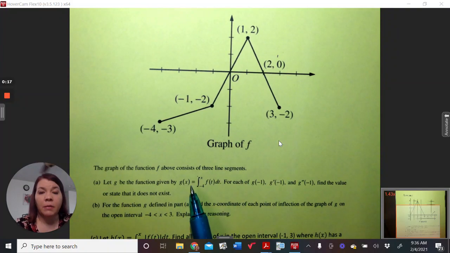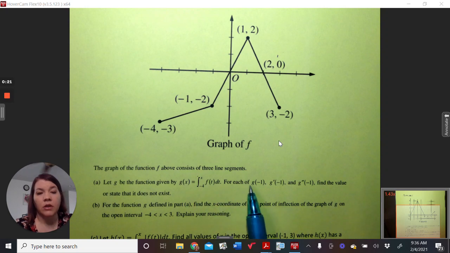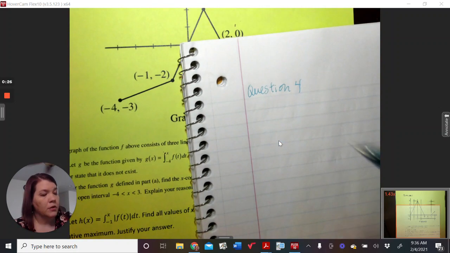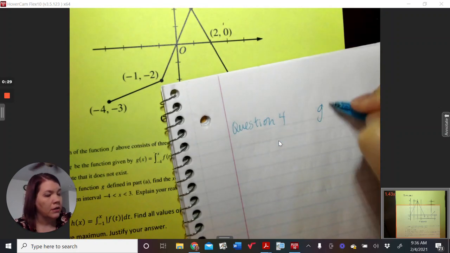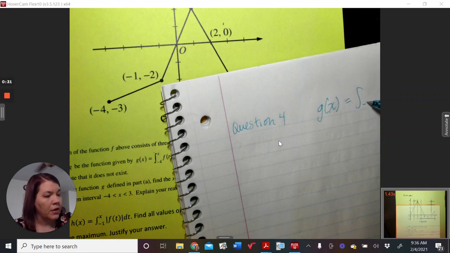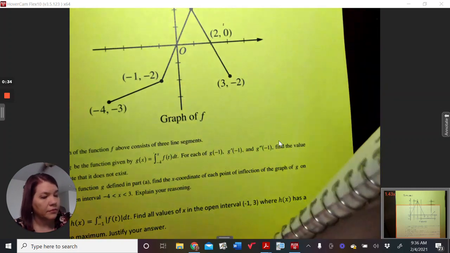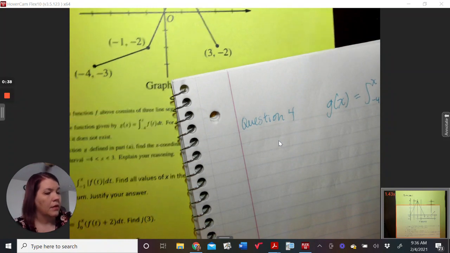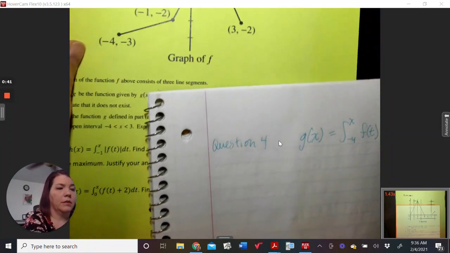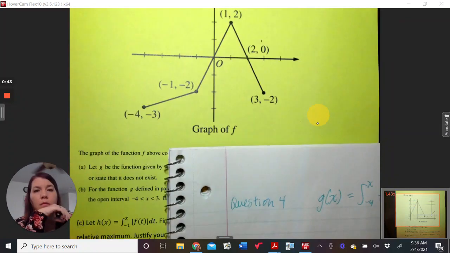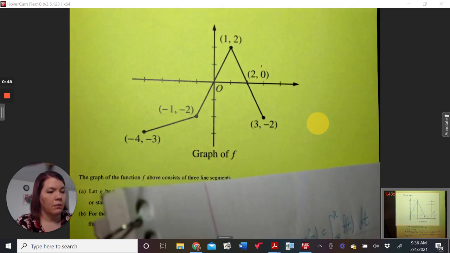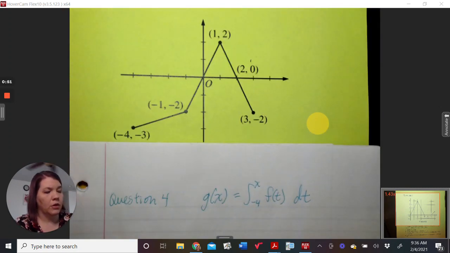G is the function defined by G of x equals the integral from -4 to x of f of t dt. For each of these, find the value or state that it does not exist. Okay, I'll put that there, and we'll put this down here. Part A asks for G of 1.